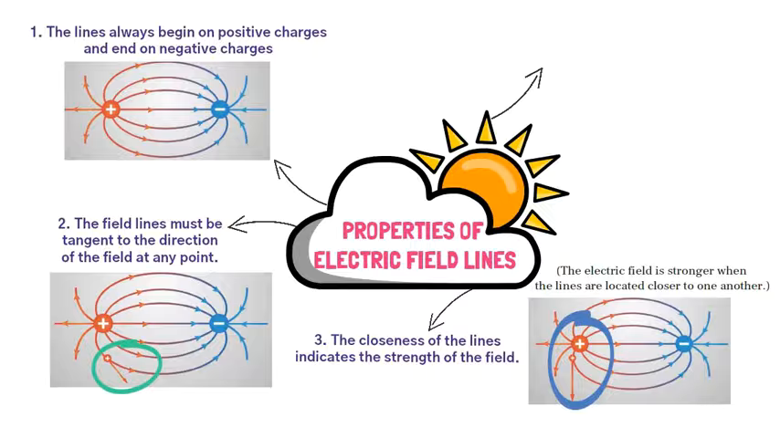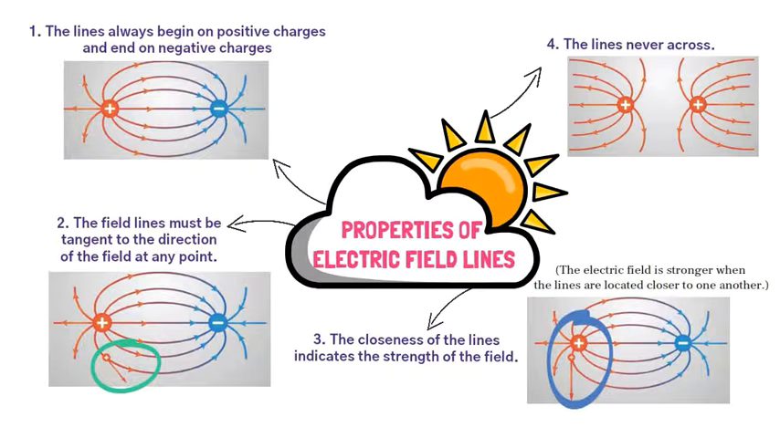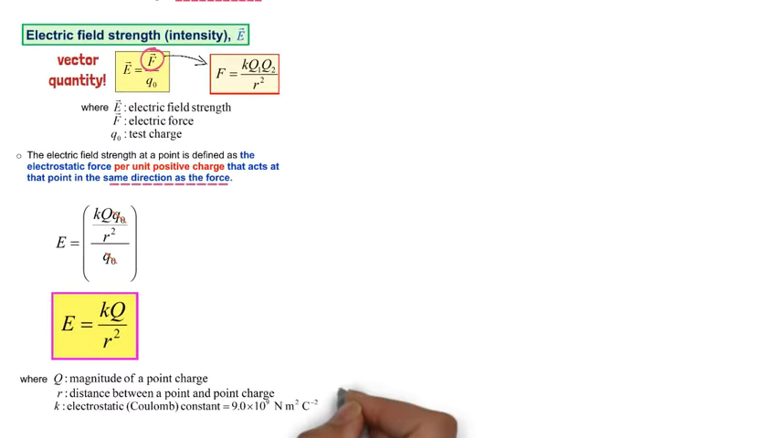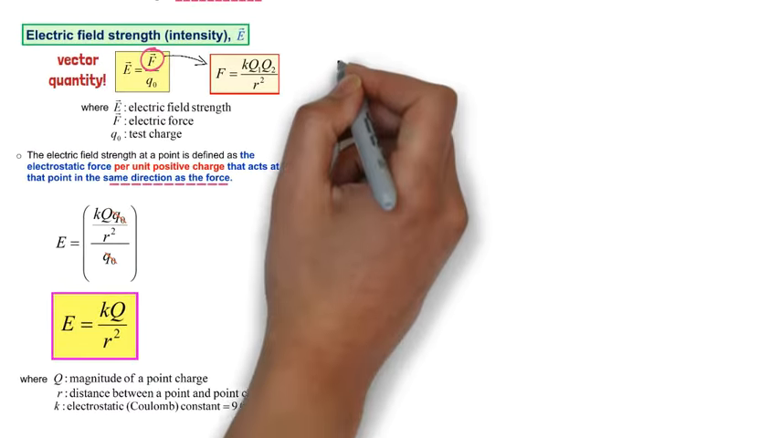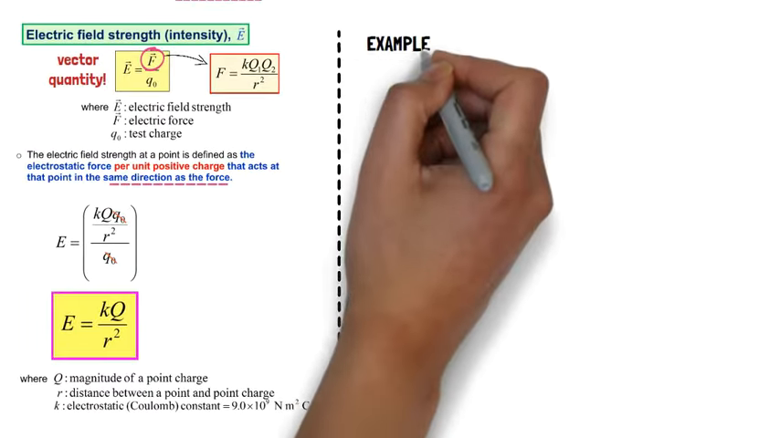Boleh? Okay, so point yang seterusnya, the lines never cross. So when you draw the field lines between two charges as shown in the figure, pastikan garisan electric field itu tidak boleh bersilang ataupun bersentuhan. Okay. Alright, so sekarang kita cuba satu example untuk fahamkan berkenaan dengan soalan electric field.